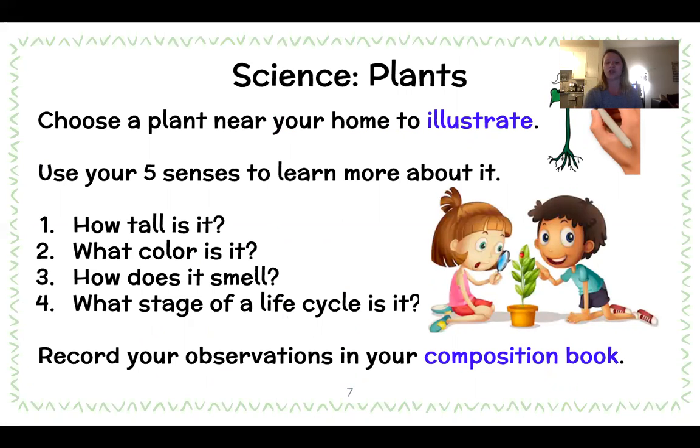You're going to, in your composition book, write how tall is it, what color is it, how does it smell, and what stage of life cycle is it? So it could be a beautiful, huge tree, or it could be a really small little plant that has just little sprouts coming out. It could be a flower, it could be a vegetable, but you're going to record your observations in your composition notebook.